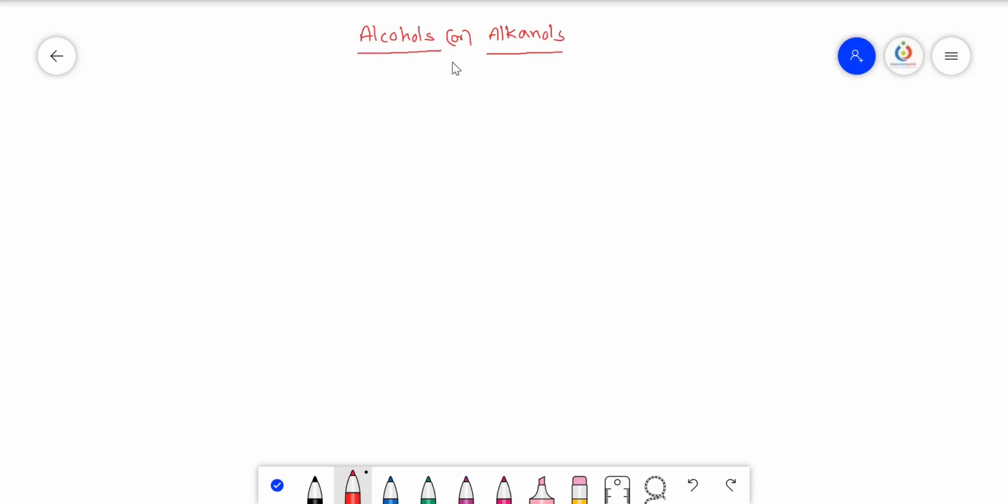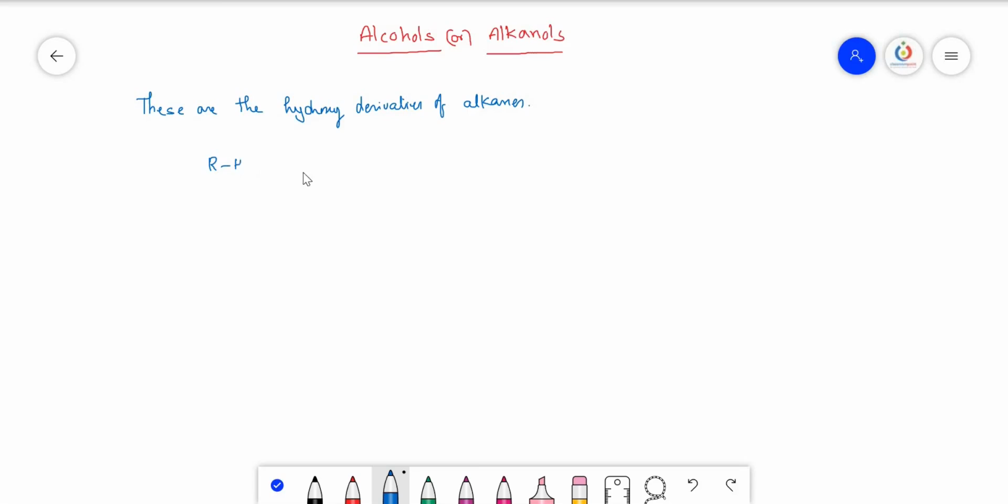Today's topic is alcohols or alkanols. So what does it mean by alcohols? These are the hydroxy derivatives of alkanes.